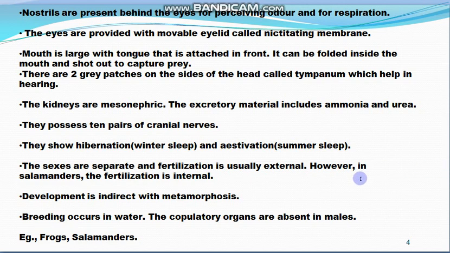And breeding occurs in water, and the copulatory organs are absent in males. There are no copulatory organs. And examples of amphibians are frogs and salamanders. So these are some of the characters of amphibians.